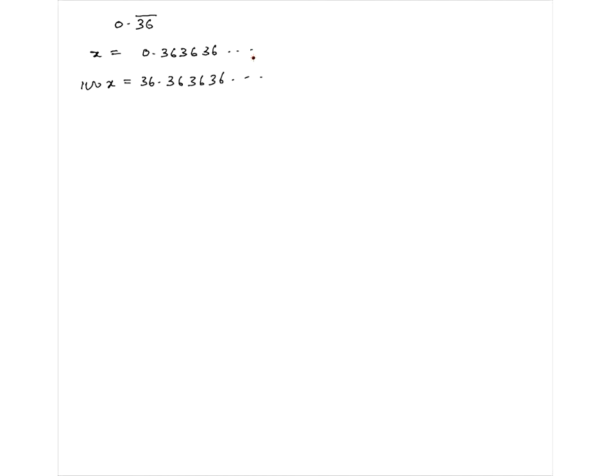So 363636 is coming a large number of times. If you take 2 fellows to one side, it doesn't really matter to the right side. Now we are going to subtract. So we have 99x equal to 36. So x is equal to 9 by 25.